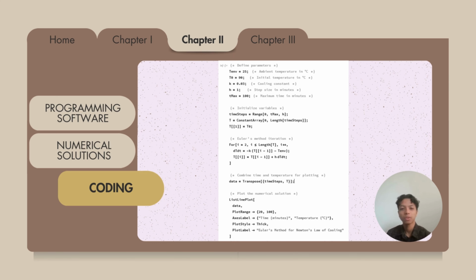First, we define the parameters such as the ambient temperature, initial temperature, cooling constant, step size, and total simulation time. Then we initialize arrays for time steps and temperatures. After that, we use a for loop to iterate over each time step, updating the temperature using Euler's formula. Finally, we plot the result using ListLinePlot to visualize the cooling process.